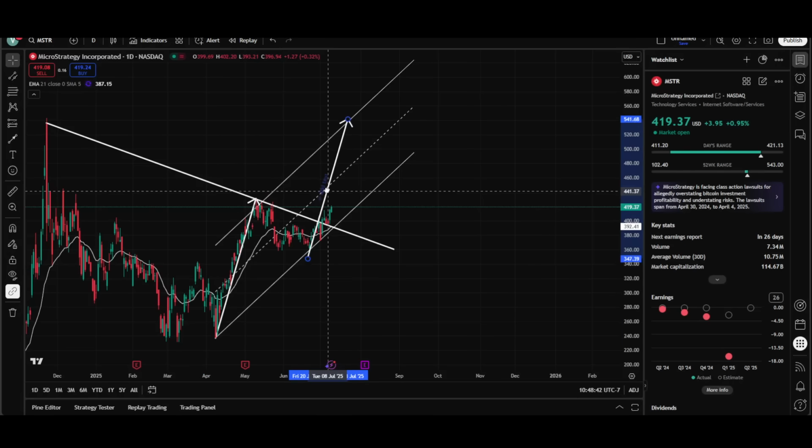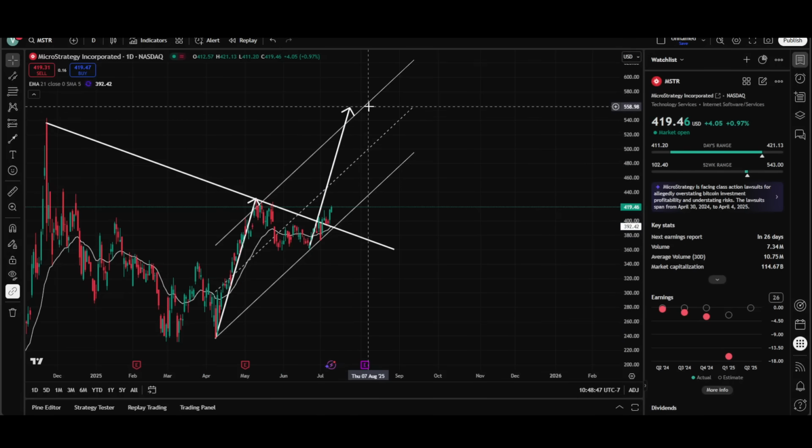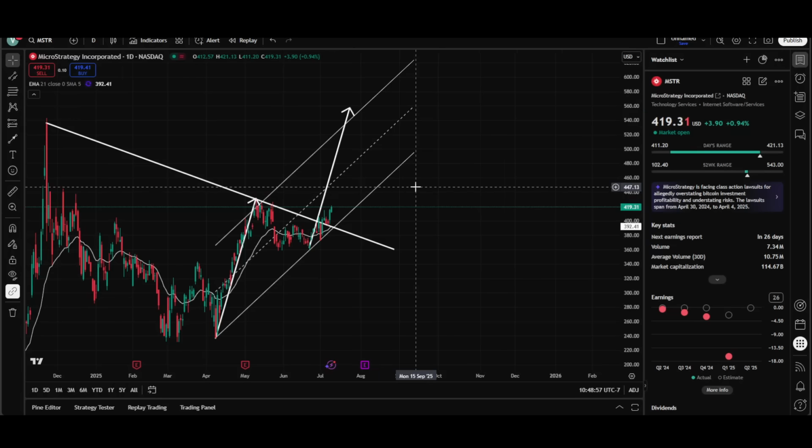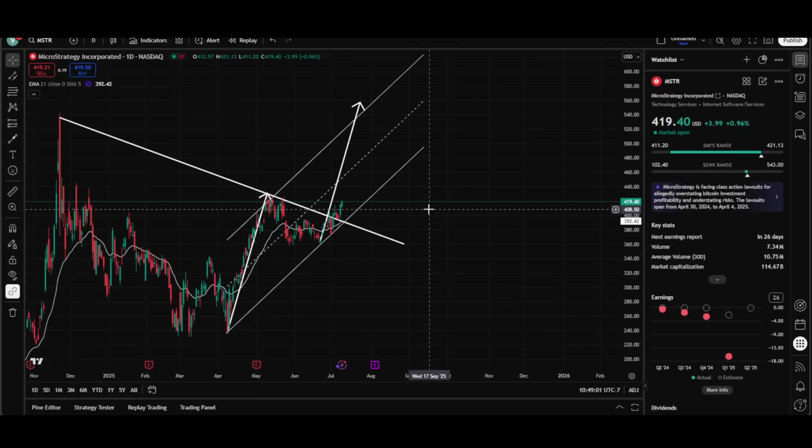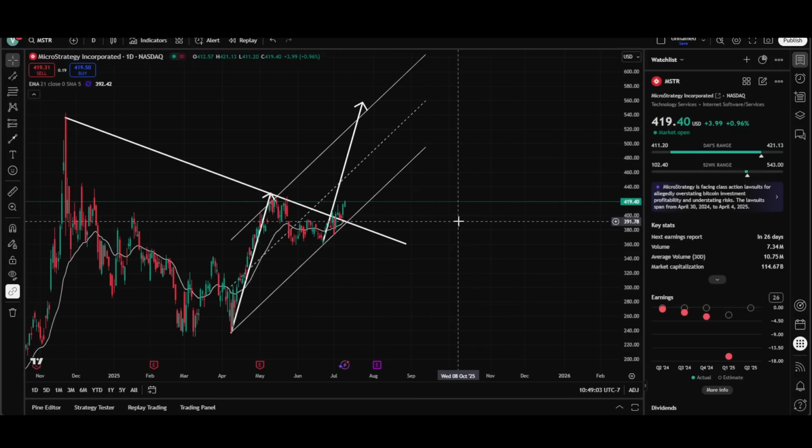So we have one leg up right here, the start of the second leg, and this is currently targeting right around 558. So we could probably see a new all-time high maybe sometime end of this month, potentially early to mid-August. I would say late August at the latest. I mean, time-based is very tricky. It can happen sooner, it can happen later, but as of right now, this thing looks pretty good.